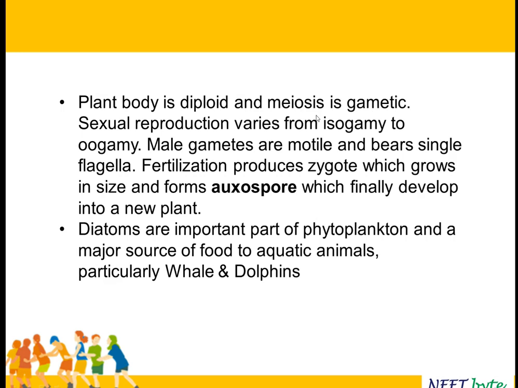So the plant body is diploid. So the life cycle is diplontic, and the meiosis is going to be gametic meiosis. The plant itself seems to be non-motile, but the male gametes formed by diatoms are motile and bear a single flagellum. Okay. So whenever fertilization occurs, it will form a zygote, and the zygote will grow in size and form an auxospore. Auxospores eventually form the new plant.